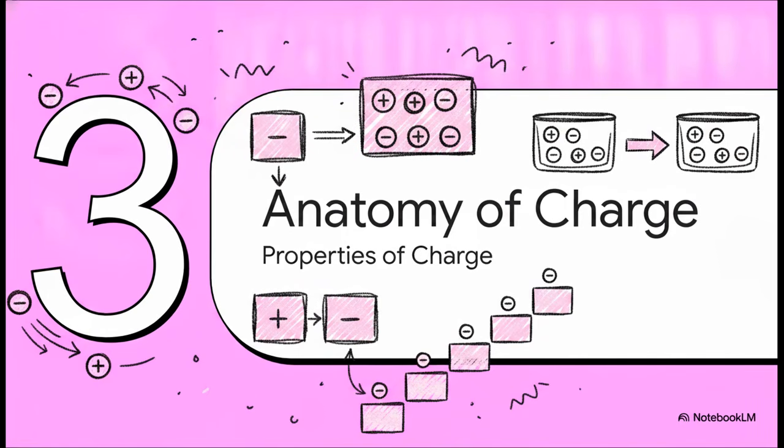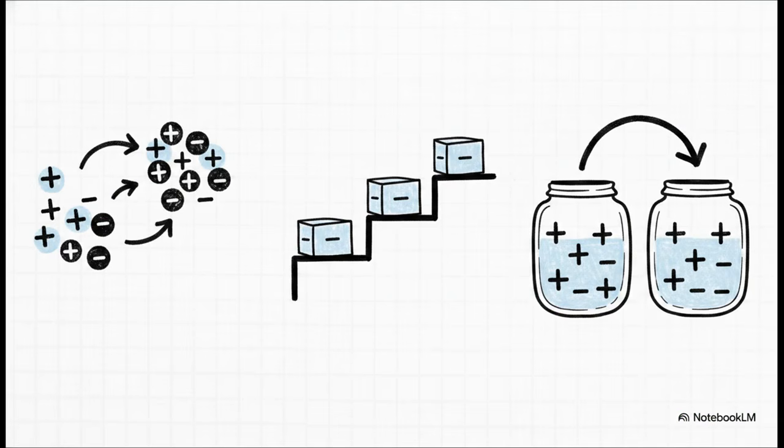Let's hit section 3, the anatomy of charge. Additivity, quantization, and conservation. Electric charge plays by 3 very strict rules. First up is additivity, which just means if you have multiple charges in a system, you simply add them up algebraically, like normal numbers, to get your total.